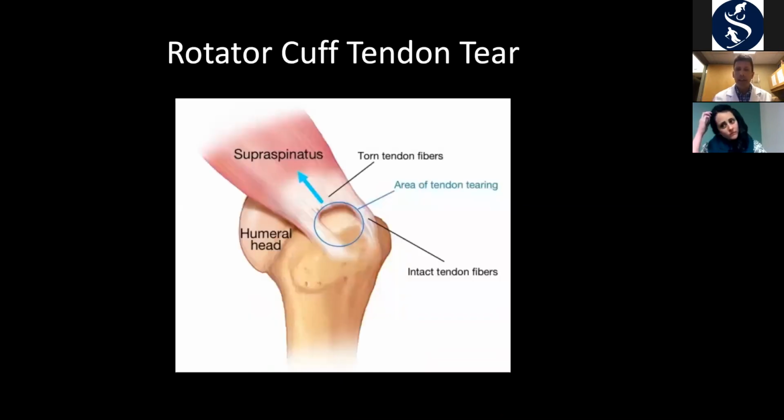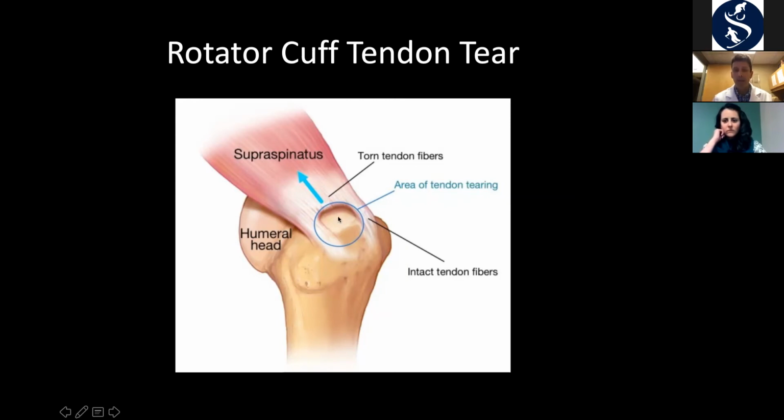But then, things obviously can progress and people can actually tear their tendons. This is just a diagram of a torn supraspinatus tendon. You can see this defect in the tendon here where the tendon fibers have actually ripped off the bone. These tendon fibers are intact, they're still attached, but here we see areas where the tendon has actually pulled away from the bone. When we say a rotator cuff tendon tear, that's what we mean, where most of the time the tendon just pulls away from the bone.